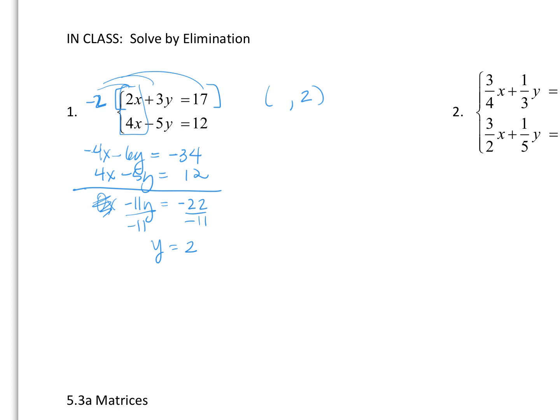Now I need to find x. What can I do to find x? Plug the 2 in. Where? Does it matter? No. Well, plug in the 2 for y. Yes, but into which equation is what I was getting at. It doesn't matter. I'm just going to use the top one. Plus 3 times 2 equals 17. 2x plus 6 equals 17.